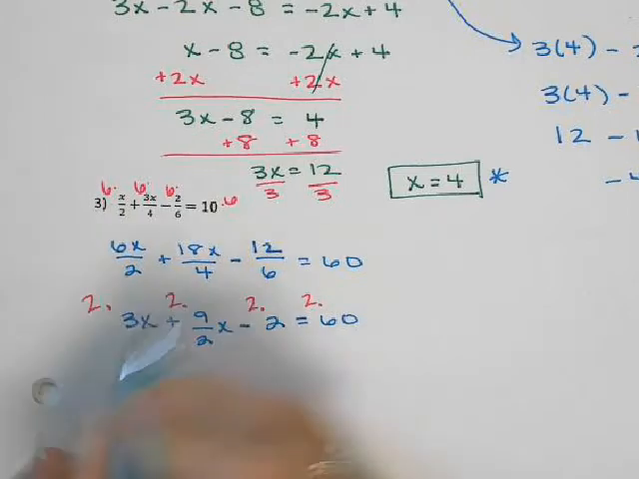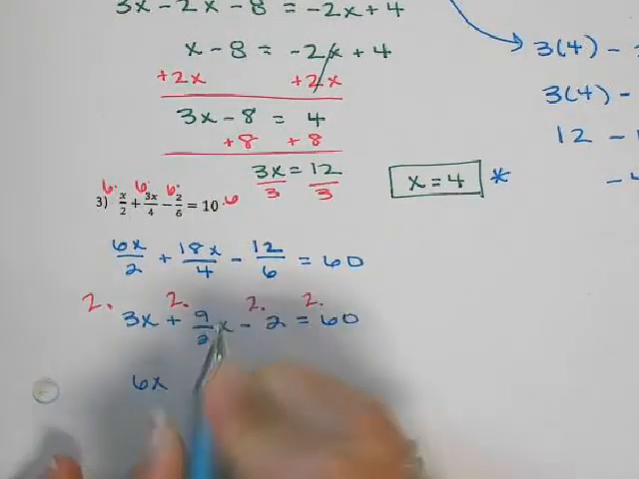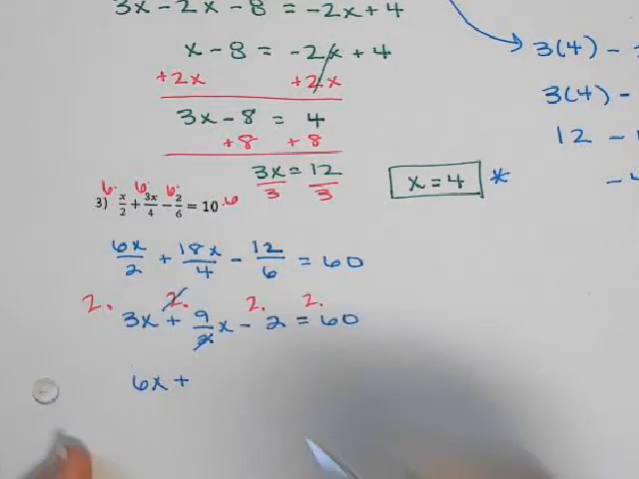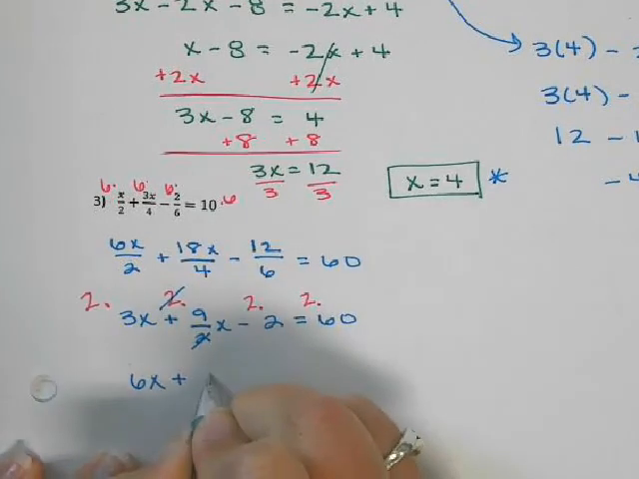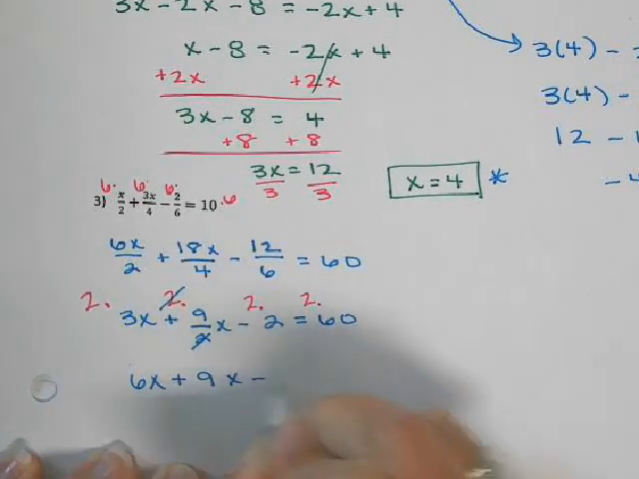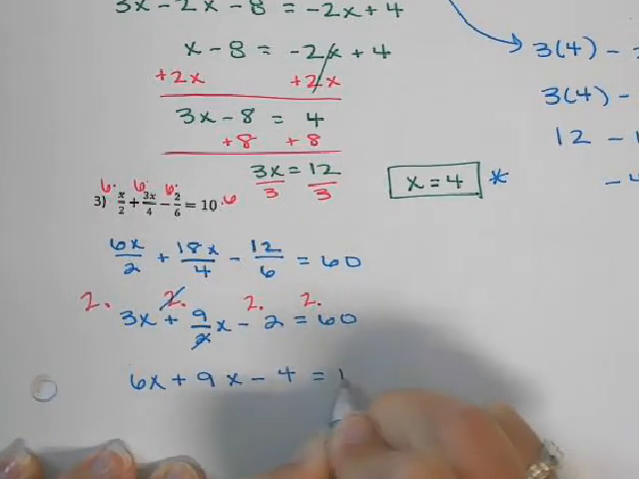And my first one becomes a 6x. Plus, if I multiply by 2 and divide by 2, I'm just going to cross those out because I know I'd have 18 over 2, which is 9. Or just cross them out. So 9x minus 4 equals 120.